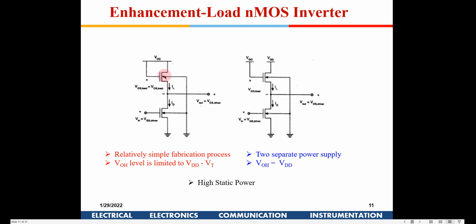Okay. So if you see here, this is an NMOS out here. This is not a Darlington pair. Okay, this is just a diode.